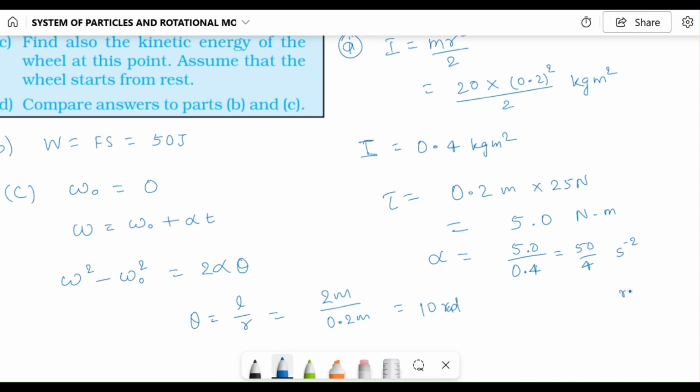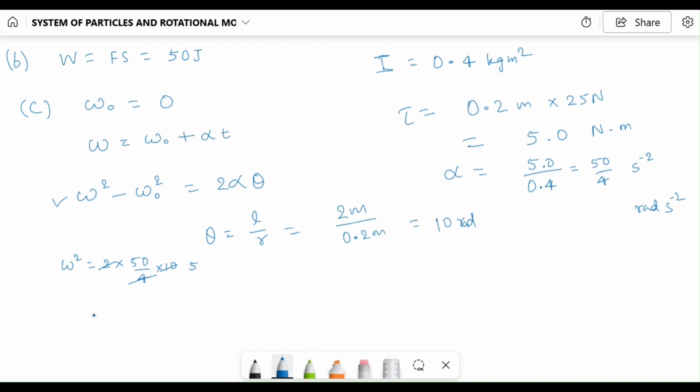Here we can write radian per square second also, no need to worry about that. Now we are able to apply this equation here. Initial angular velocity is 0, so omega square equals 2 times alpha. What is alpha here? This is 50 by 4, and times theta, which is 10. Look, this is going to be 10 times 2, 20, and divided by 4. Ultimately, we can write it this much.